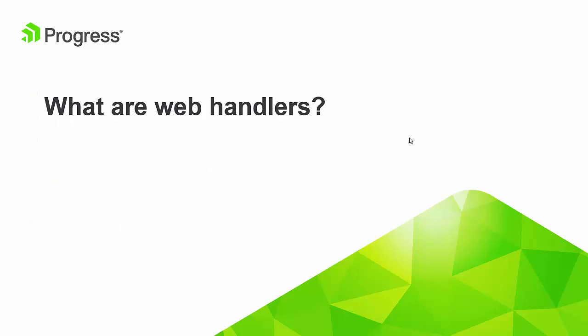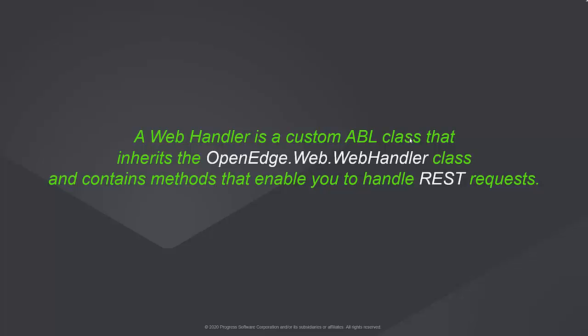So what are web handlers? If we take a quick look at the documentation, we'll see that the definition is: a web handler is a custom ABL class that inherits the OpenEdge.web.webhandler class and contains methods that enable you to handle REST requests. What this boils down to is that you can handle any incoming HTTP request using any of the available HTTP verbs like get, put, options, etc. and serve up a custom HTTP response to that request.